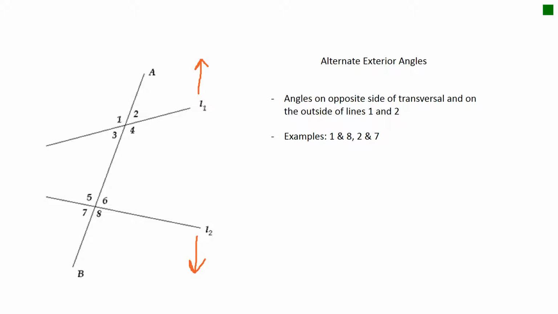So for example, if we have angle 1 here, we have to find something on the opposite side, also on the exterior. So angle 8. So angles 1 and 8 are alternate exterior angles. And you'll also see that angles 2 and 7 are alternate exterior angles.